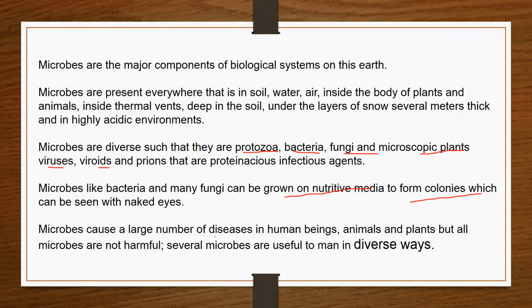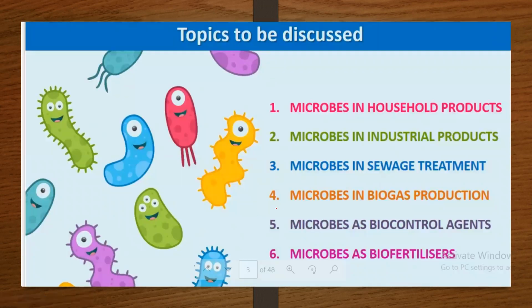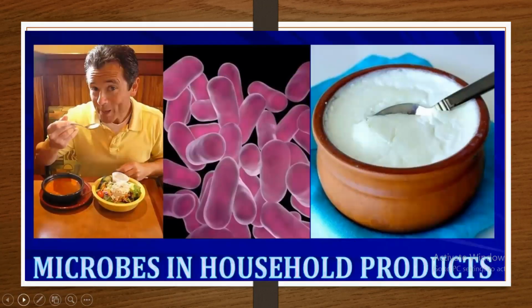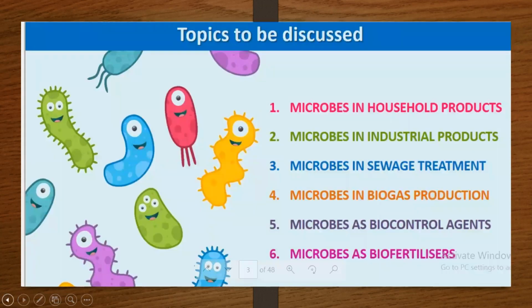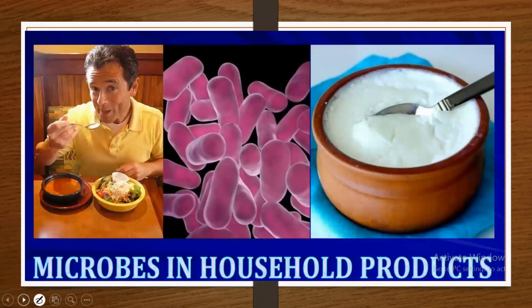Microbes cause a large number of diseases in human beings, in animals, in plants, but it's not always harmful. There are some useful microbes also. In this chapter, we'll be studying the microbes under different heads: microbes in household products, microbes in industrial products, microbes in sewage treatment, microbes in biogas production, microbes as biocontrol agents, and microbes as biofertilizers. So we'll be studying these in detail. Let's start with microbes in household products.